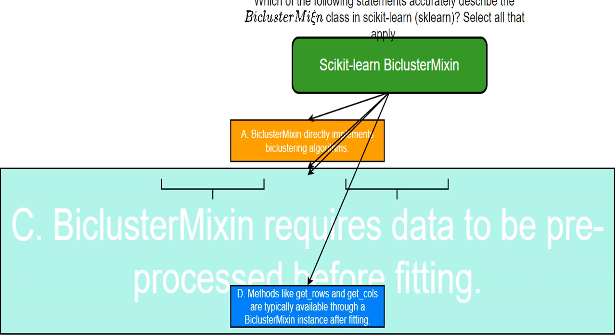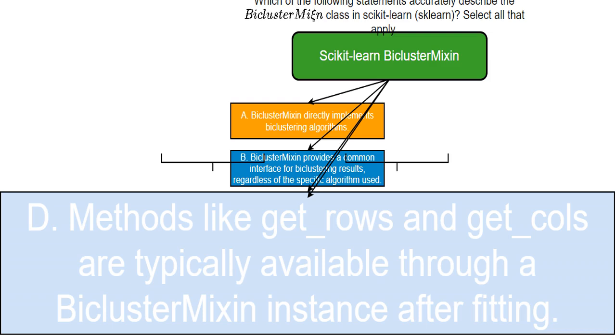This is false. Preprocessing is usually done before you even start the biclustering, not within the Mixin itself. The BiclusterMixin just handles how to access the results after the algorithm completes its work. Correct. After a biclustering algorithm finishes, you use methods like _get_rows and _get_cols, provided through the BiclusterMixin, to retrieve the rows and columns that belong to each identified bicluster. This makes it really easy to extract and analyze the findings.